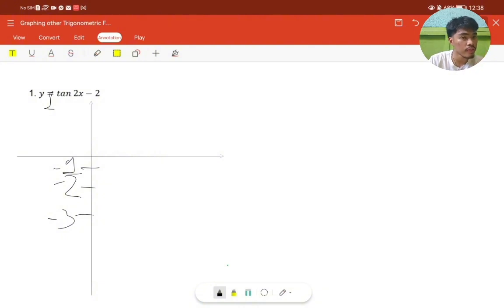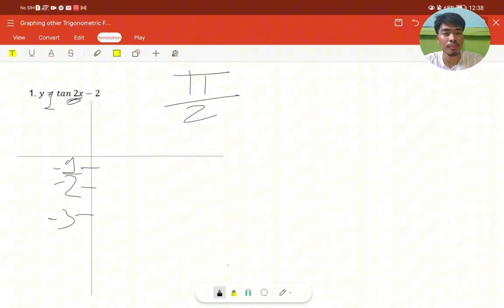So the B value is 2. We all know that tan has only one period, pi, so we divide pi by B and get an answer of pi over 2. This curve repeats twice as much as normal.